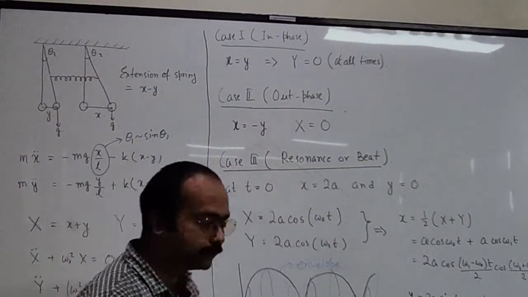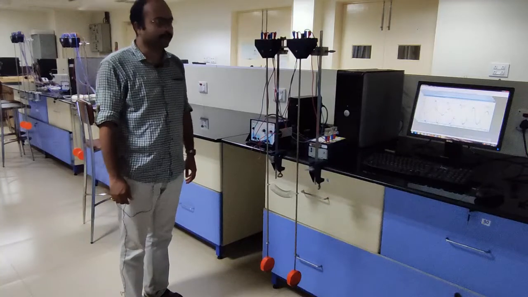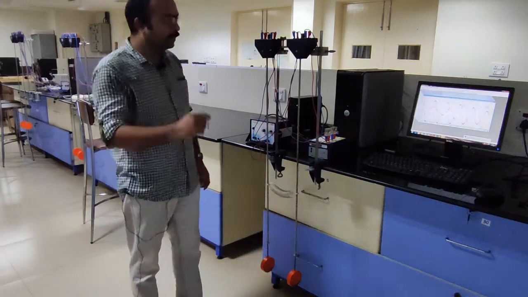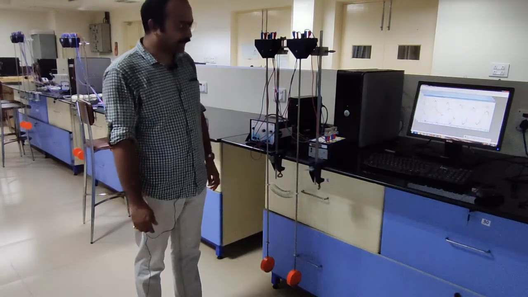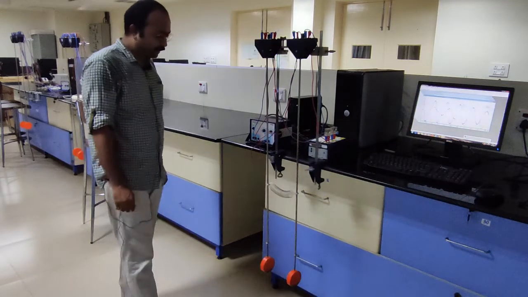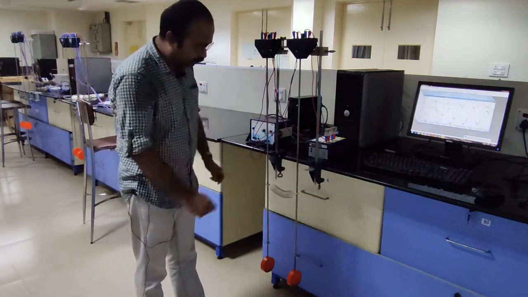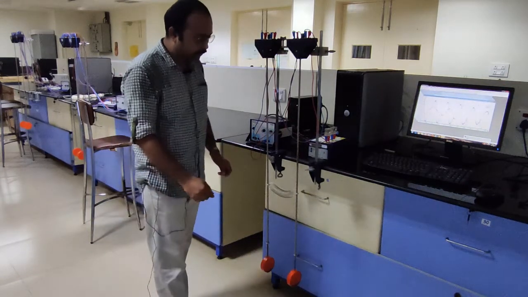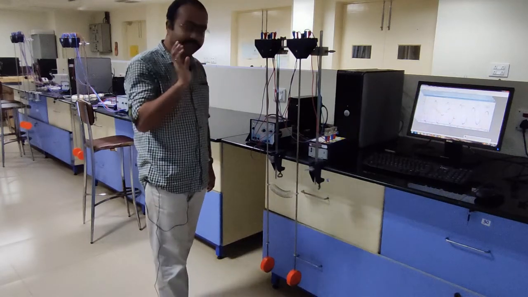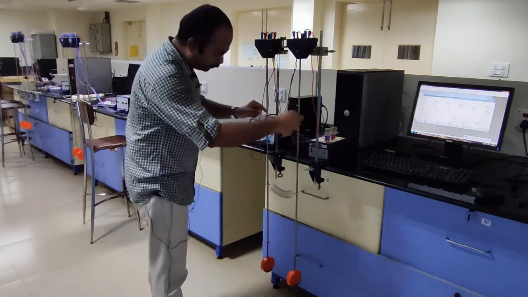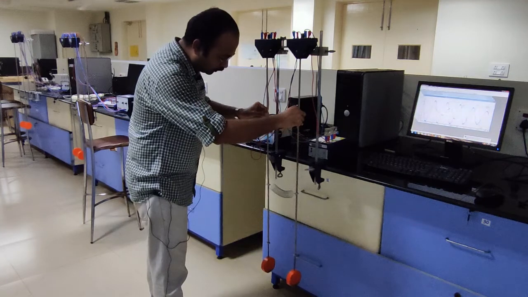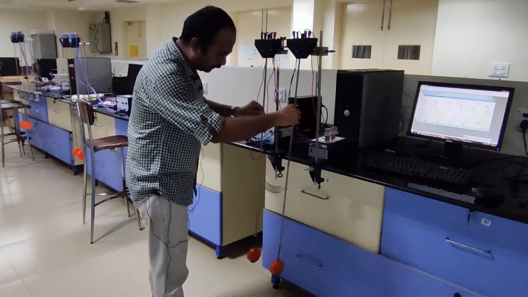Okay, so now let's go back to the experiment and see these three phases, and then we will see the procedure. As I explained on the board, let's quickly see how the three cases look in the actual setup. Case 1 is the in phase one, where these two pendulums move together like this.